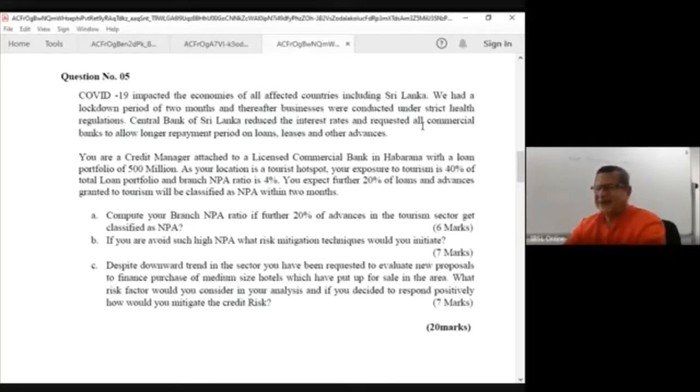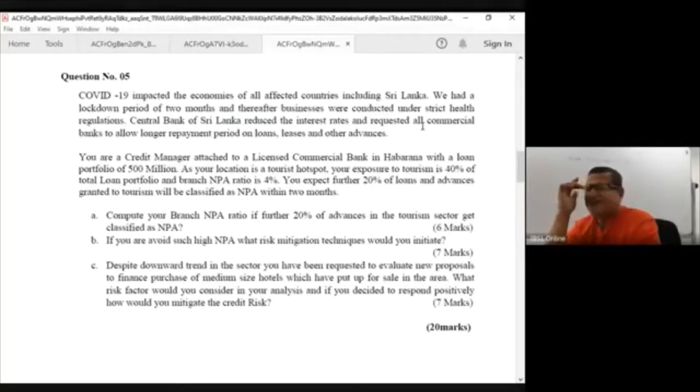So what the regulator wants is they give you a certain amount of relief in order to come out of this situation. That relief has to be passed on to your credit customers. Now we look at the real situation.